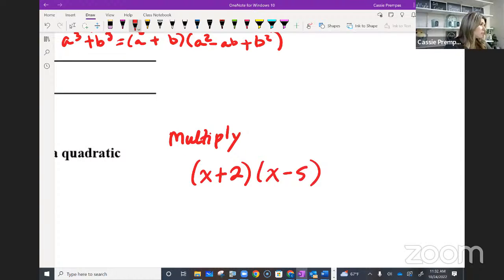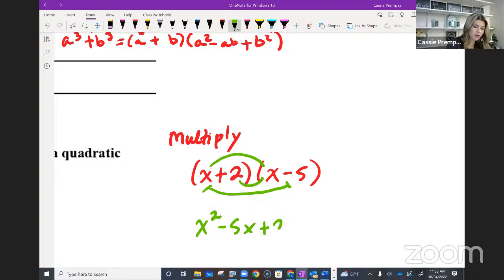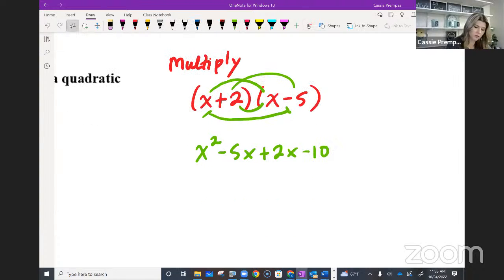What process do we go about in multiplying that? So, yep, we FOIL, right? So we got x times x. What's x times x? X squared. Then we do the outside. What's x times negative 5? Good. What's the inside? 2x. And then what's the last? Negative 10, right? And then what do we do? Plus 2x. Nice. So we have x squared minus 3x minus 10. And that's it. It's a trinomial.